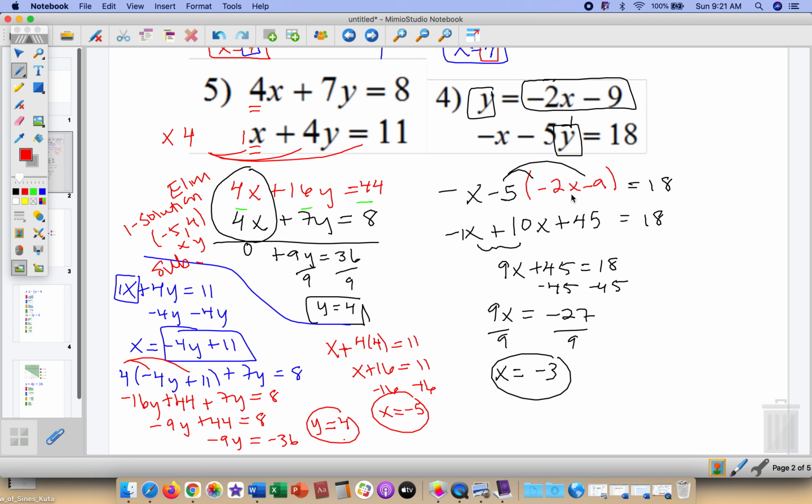Then we can go back to either equation to find y. So I'm going to go to the top, it looks easier. Y equals negative 2 times negative 3 minus 9. So y equals 6 minus 9, so y equals negative 3. One solution, the lines cross at negative 3, comma, negative 3.